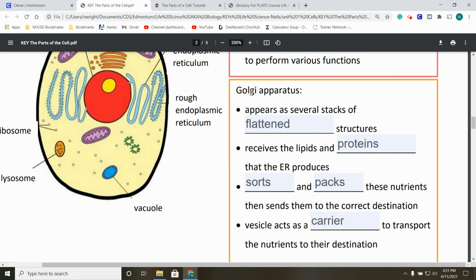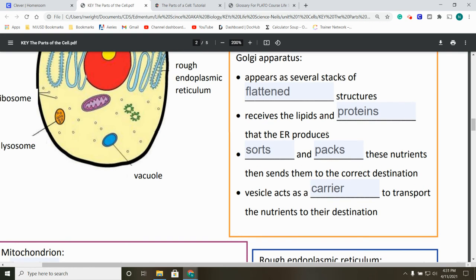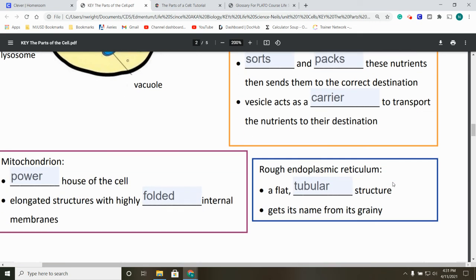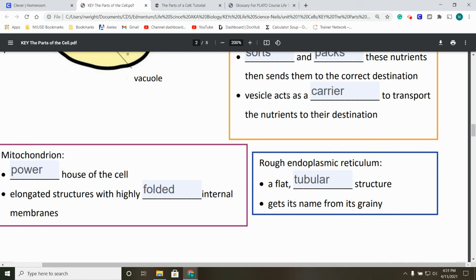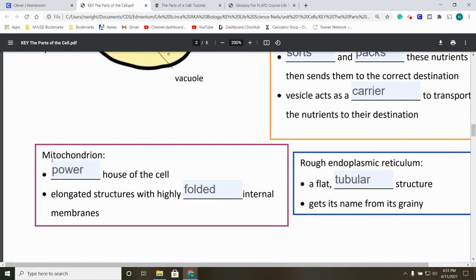The Golgi apparatus appears as several stacks of flattened structures. It receives the lipids and proteins that the ER produces. It sorts and packs these nutrients, then sends them out to the correct destination. Vesicle acts as a carrier to transport the nutrients to their destination. Mitochondrion is the powerhouse of the cell, elongated structures with highly folded internal membranes.